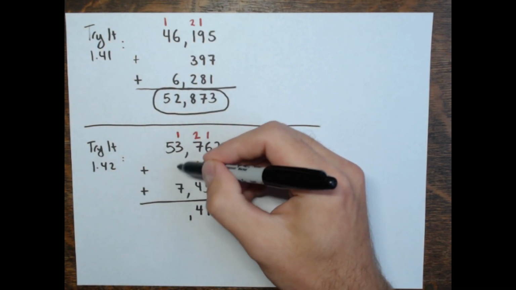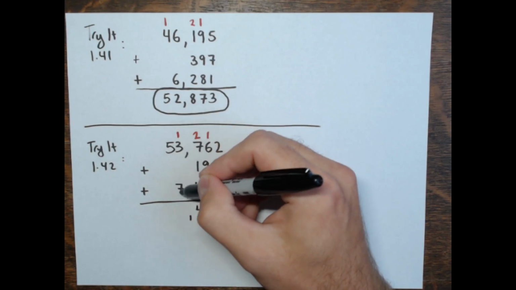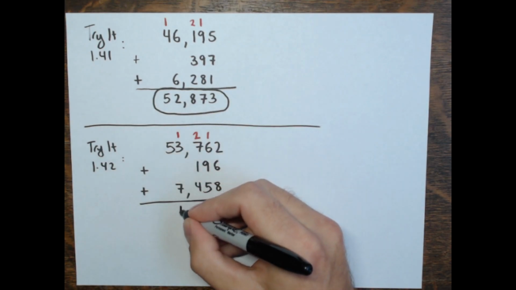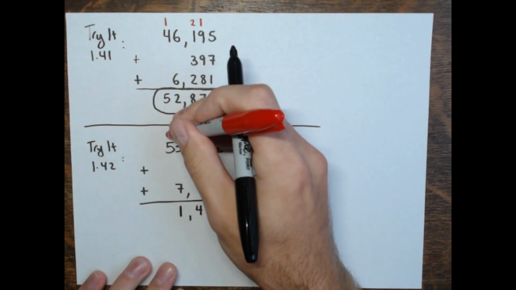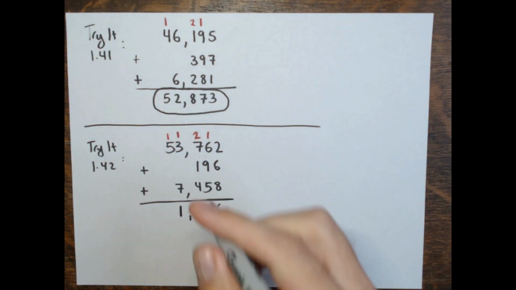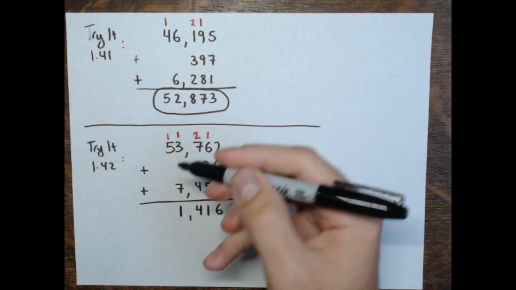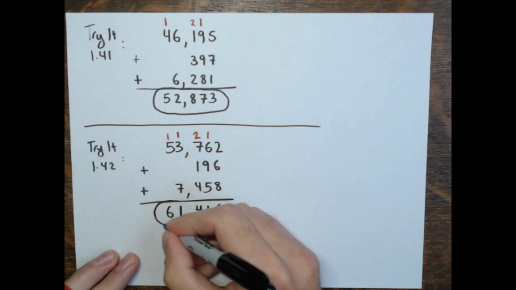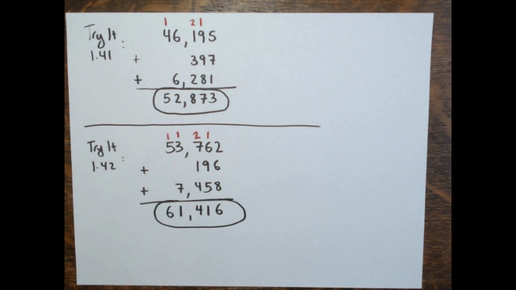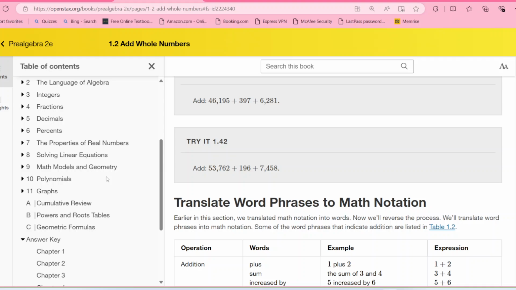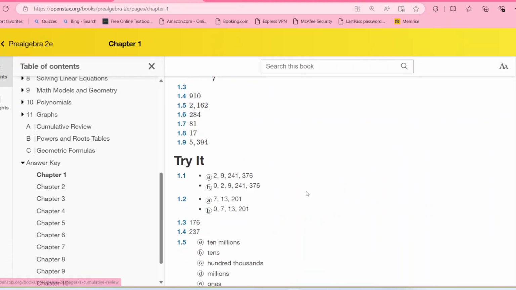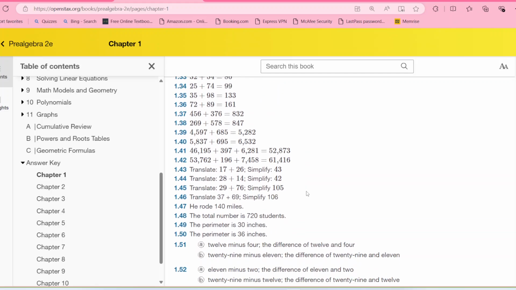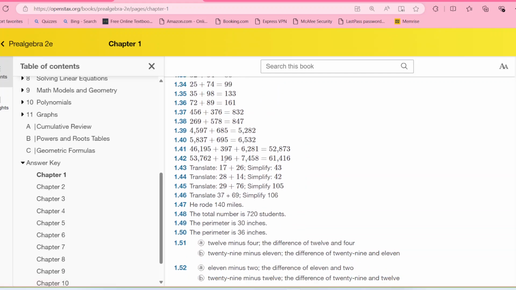And then the thousands place, 1 plus 3 is 4. 4 plus 7 is 11. So you got 1 thousand, and then carrying a 1 ten-thousand. And then finally in the ten-thousands place, 1 plus 5 is 6. So that's 61,416. Do one final check here. Let's check try it 1.42. 61,416. Excellent.